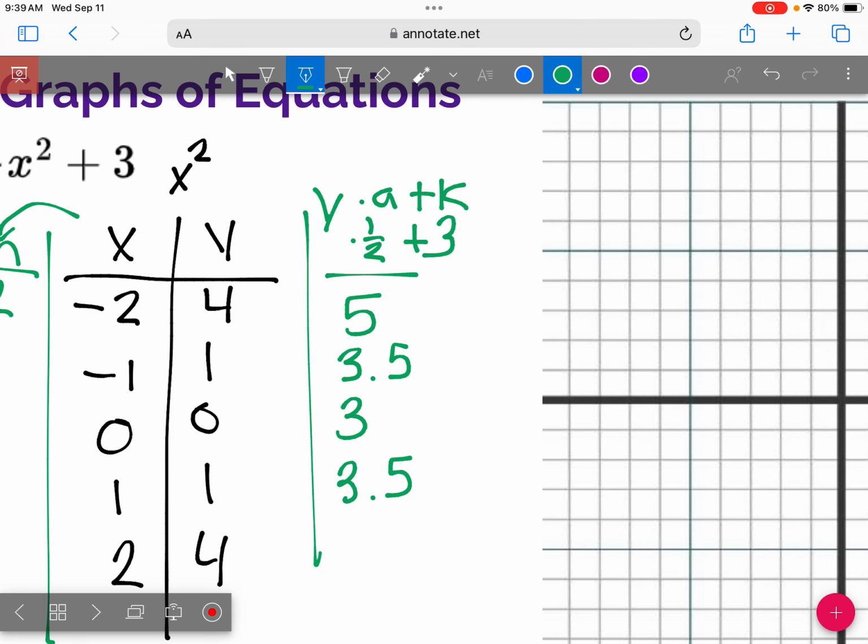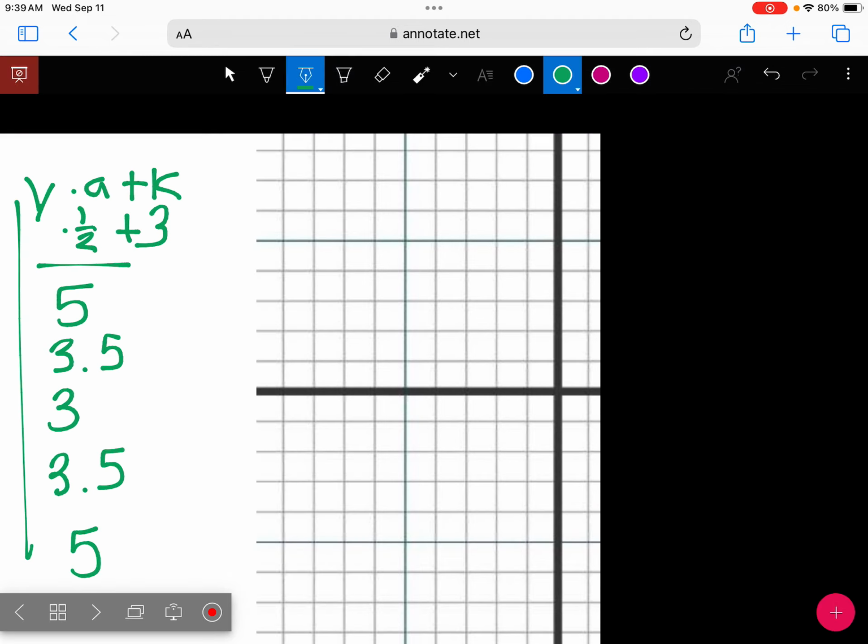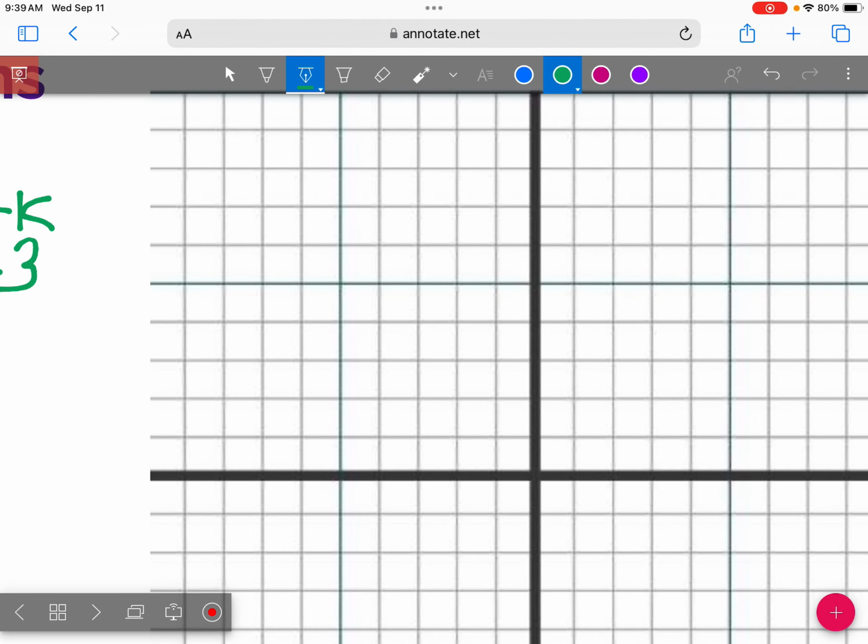And then if we've set this up right, it should be exactly the same because parabolas have that line symmetry, where it's exactly the same on either side of our vertex. So plot up our points. -2, 5, -1, 3.5, 0, 3, 1, 3.5, 2, 5.